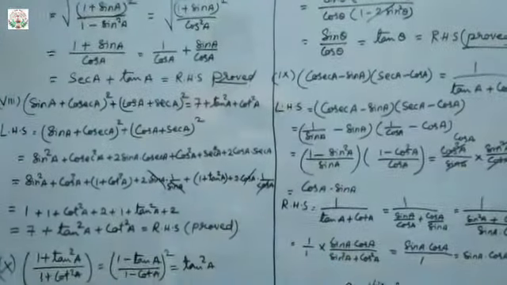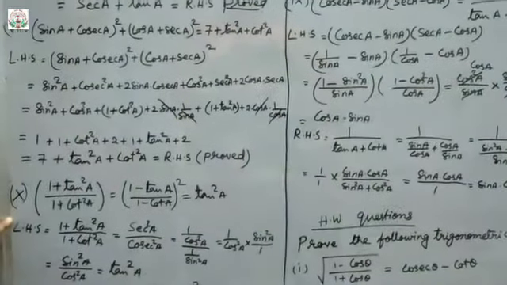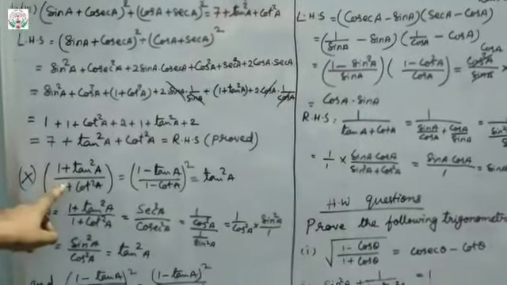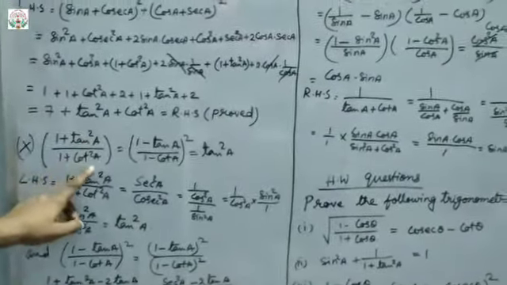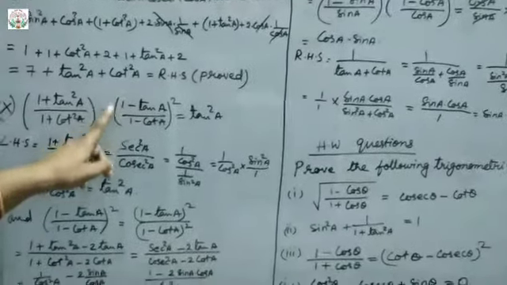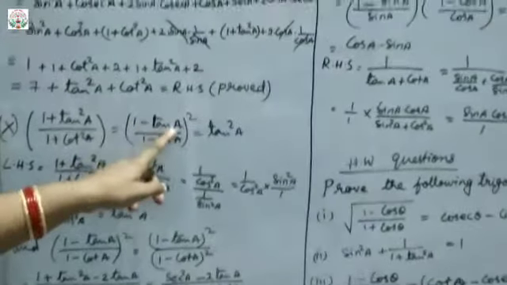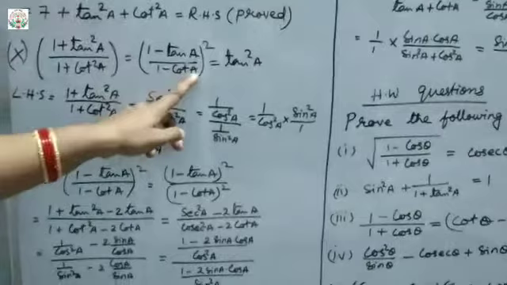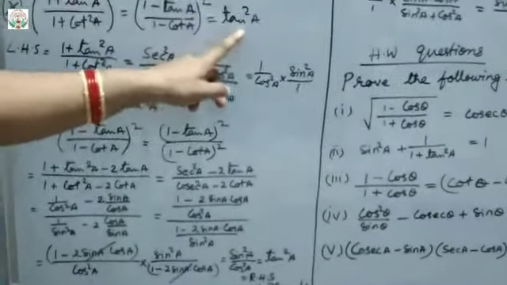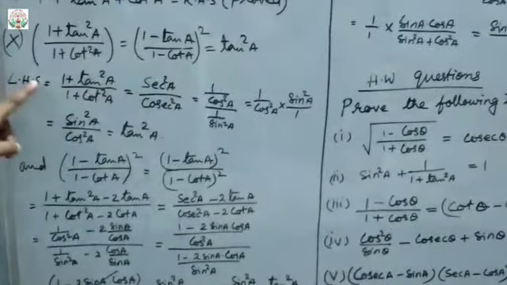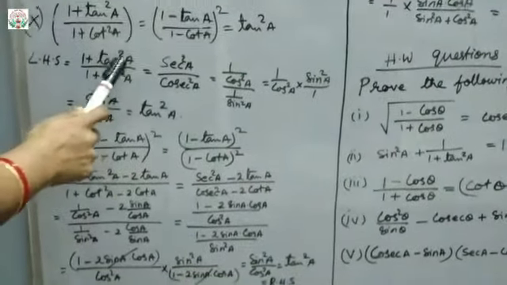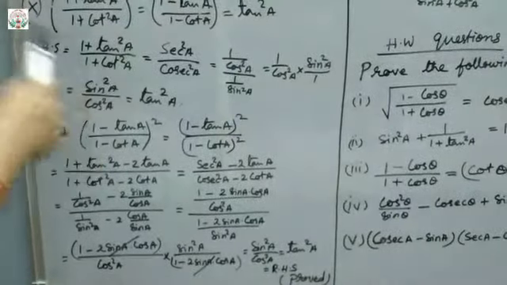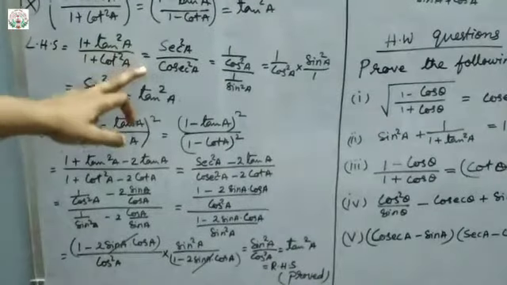Okay. After that, the 10th question. 10th question is 1 plus tan square A upon 1 plus cot square A equals, within bracket, 1 minus tan A upon 1 minus cot A whole square equals tan square A. Now let us take the LHS part, this one. That is 1 plus tan square A upon 1 plus cot square A equals what?